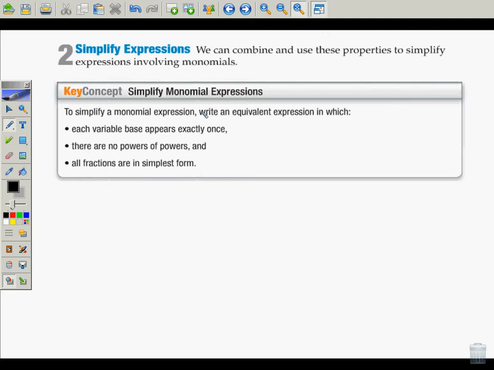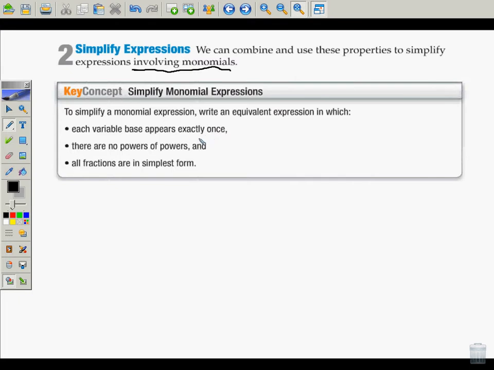So for the last part of this lesson, we're going to be talking about simplifying expressions, and we're going to combine and use the properties we've talked about to simplify expressions involving monomials. Okay, to simplify a monomial expression, you want to write an equivalent expression in which each variable base appears only once, which means each variable is only going to appear once.